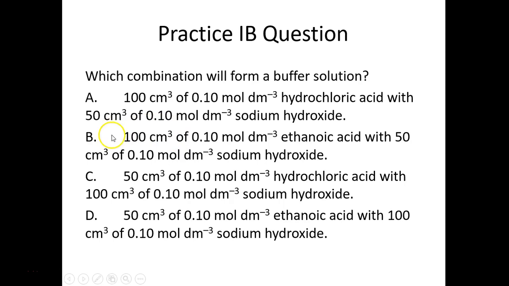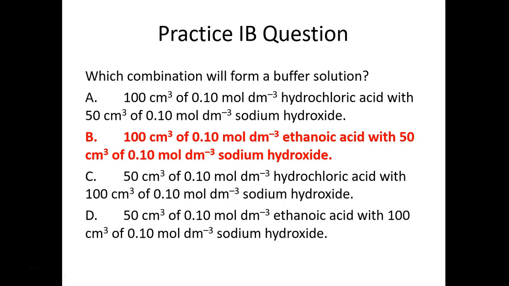So in B, they're the same concentration, but we have 100 milliliters of the ethanoic acid and only 50 of the sodium hydroxide. So that should be partial neutralization. In D, we have more sodium hydroxide than we have weak acid, so it's going to completely neutralize it and we won't have a buffer. So the correct answer is B.